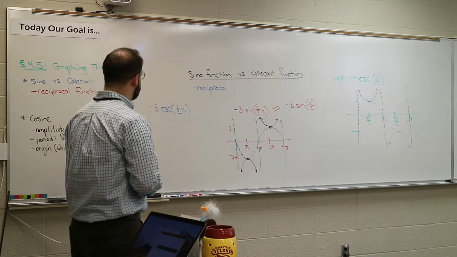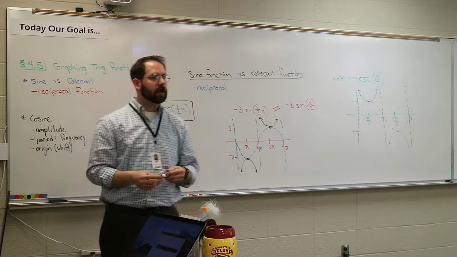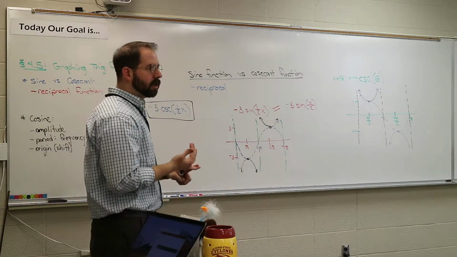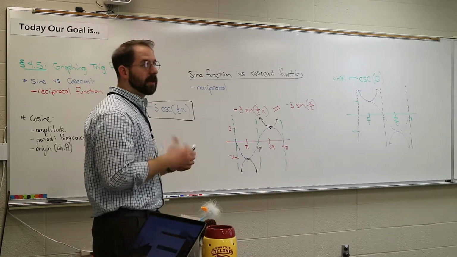So the black part is the cosecant graph. This part I put in black, using the same numbers. So I always draw the original function, and then I would do the reciprocal after that. Okay, does that make sense? That's my little shortcut for you.